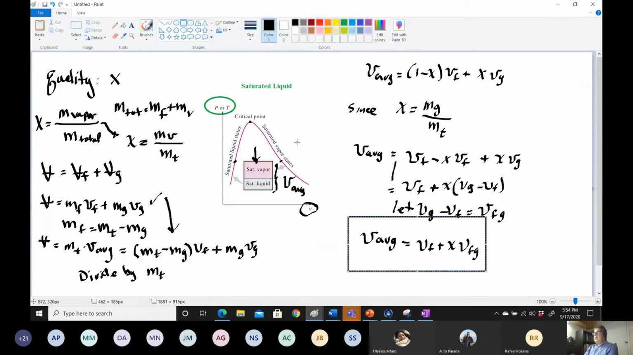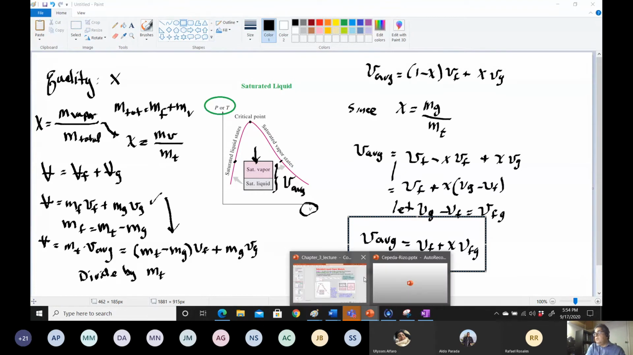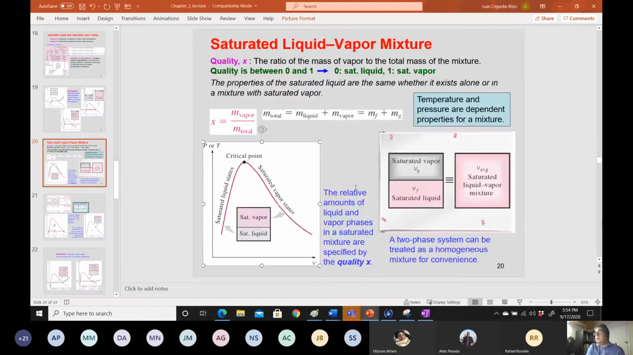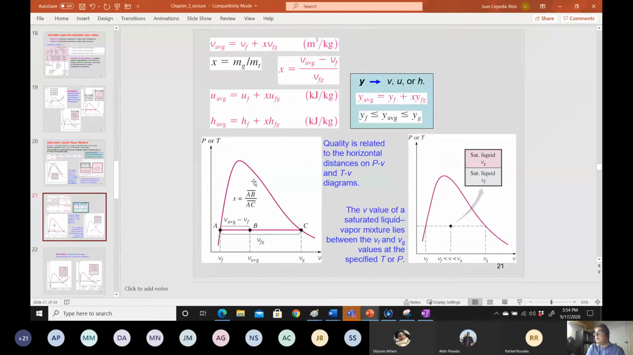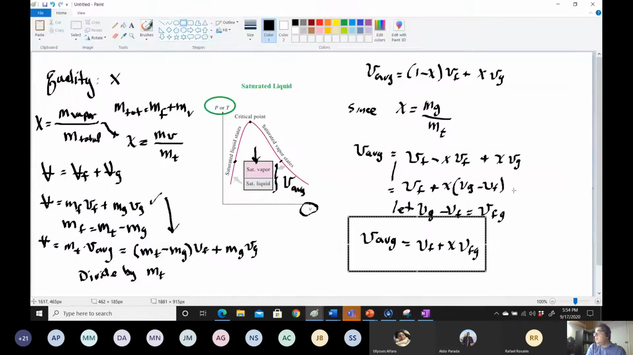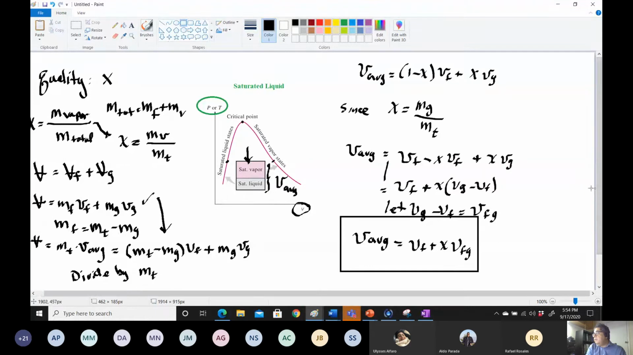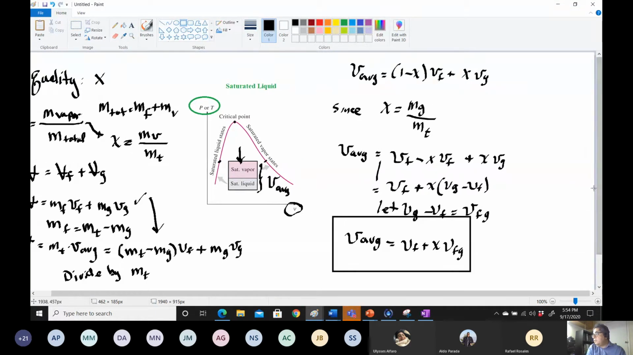So let me see if I can make this a little bit more clear. Go back to our lecture here. Maybe we'll do this one first. So this is how we find basically the V under the bell curve of the saturation curve that I just showed you here.